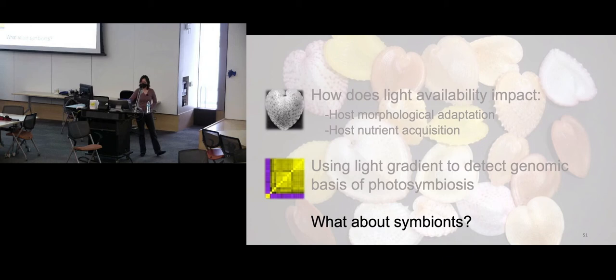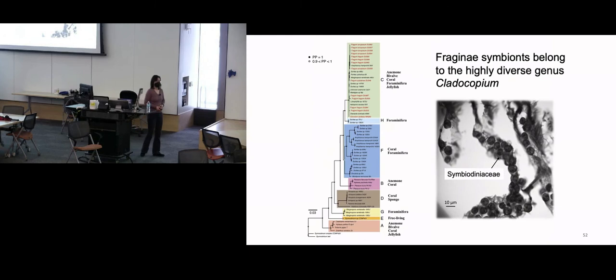And so before we know anything about what the algae is doing in the dark and light cycle, we actually need to figure out who they are. Within the hard cockles and giant clams, these symbionts belong to this particular genus, Cladocopium. It's one of the most diverse genera within the family Symbiodiniaceae, and it has a lot of different hosts, like corals, forams, jellyfish, etc.